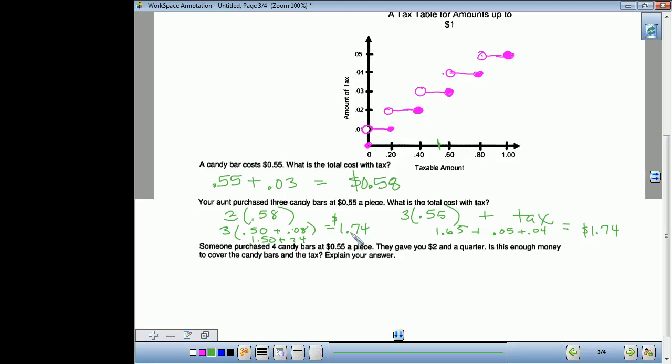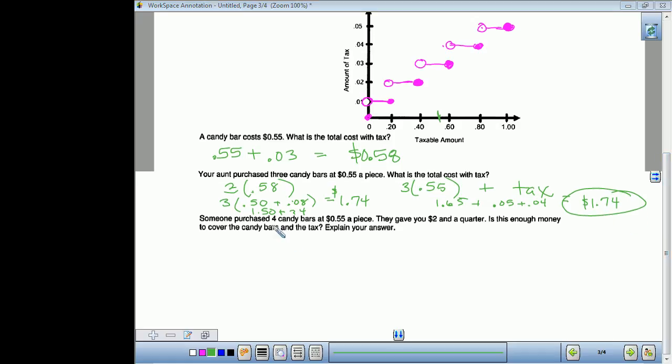Now those of you that actually have jobs and you work, you know that we pay tax on the total, right? We wouldn't pay tax on the individual. Sometimes it makes a difference. Not always, but sometimes it can. Which one do you want us to usually use? This one. This is the one we should use. Total plus tax.